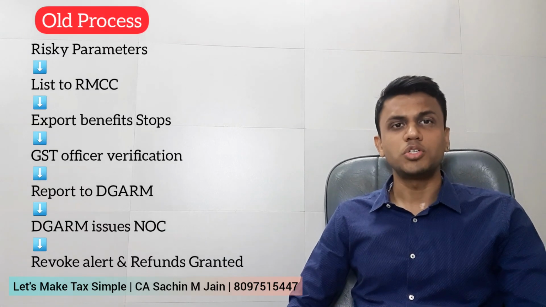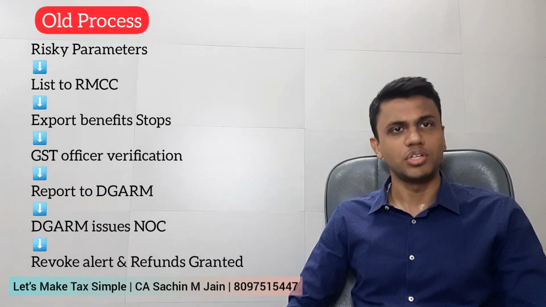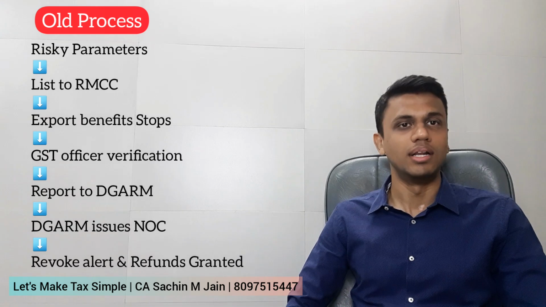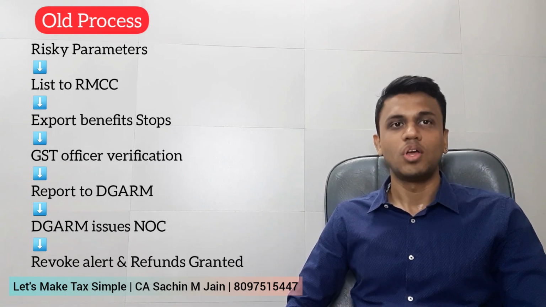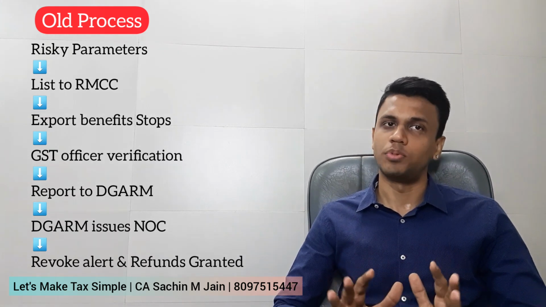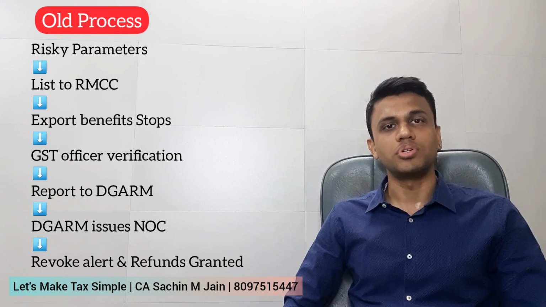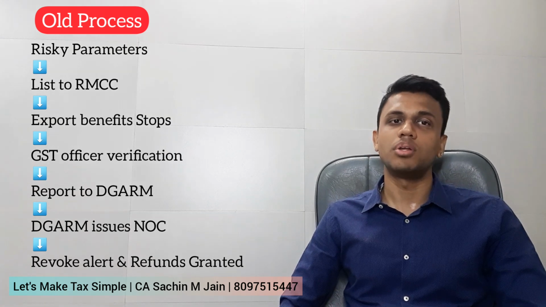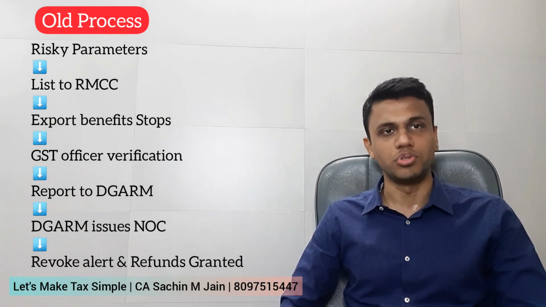Firstly, on the basis of risk parameters, DGARM suspects the risky exporter and respective suppliers. DGARM forwards this list of risky exporters to RNCC to put alert on the IEC in the system. All the export benefits are stopped. The CGST formations verify such identified risky exporter and their suppliers and forward the detailed verification report to the DGARM with their recommendation about genuineness of the exporter.